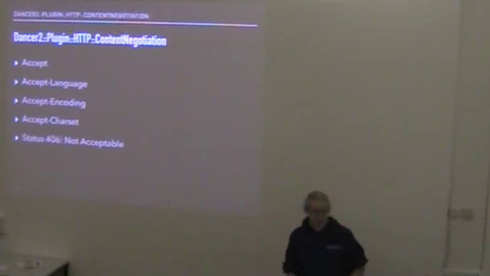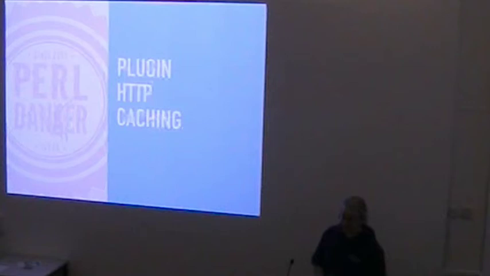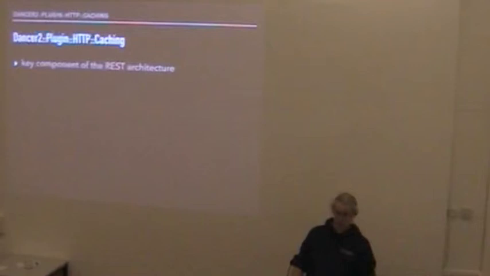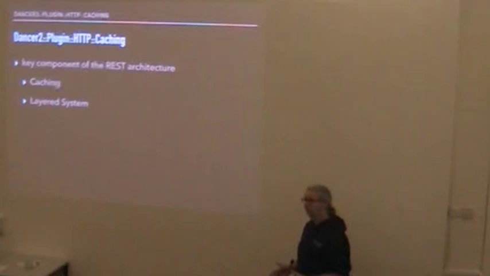Good. I talked about caching, and you saw those headers about Vary. Caching actually is very simple on the server side, because the server only has to tell you a few things. Caching is a key component of the whole REST architecture. It's that layered system where the client and the server do not know who's talking. The server doesn't know if it's the real client. The client doesn't know if there's a server in between. So we need to make sure that the cache in between handles all the stuff for us.